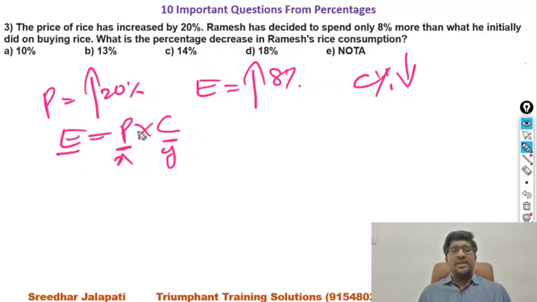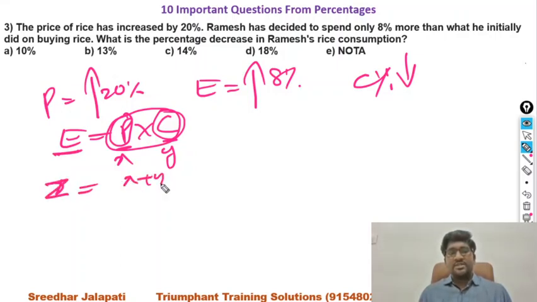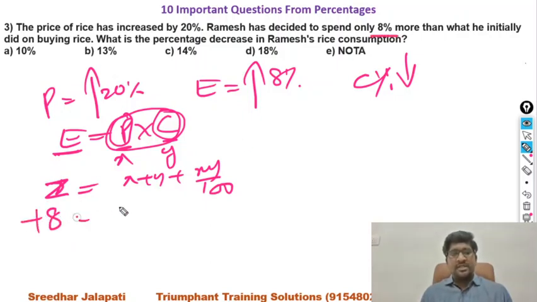But in this question, you are not given the changes in price and consumption. You are given the change in one of these two and the resultant. So the rule is, the change in z is equal to x plus y plus xy by 100. So what values are we given here? What is the value given for z? 8% increase. So plus 8 is equal to x, which is plus 20, y we do not know, plus 20y by 100.